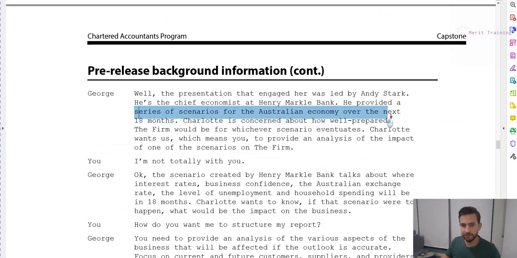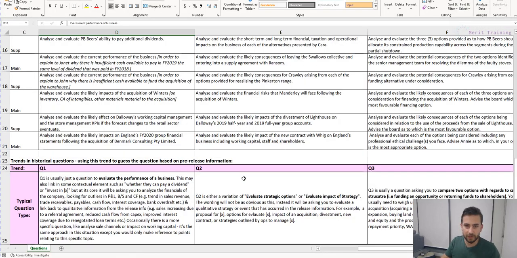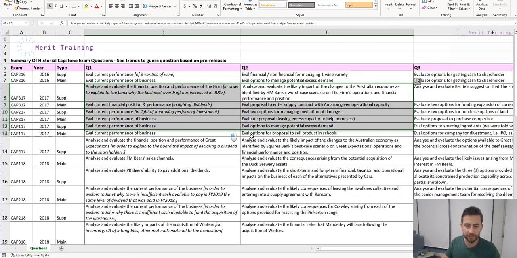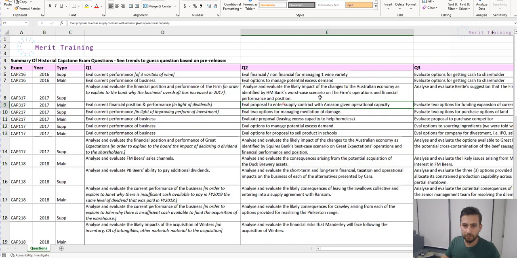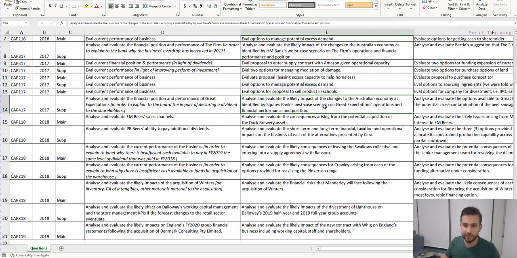He provided a series of scenarios for the Australian economy over the next 18 months. Charlotte is concerned about how well prepared the firm would be for whichever scenario eventuates. Charlotte wants us, which means you, to provide analysis of the impact of the scenarios on the firm. Okay, so that's already basically telling us what the second question is going to be. Because if we look back at some of our previous questions from other years, it's going to be about analyzing worst case, best case scenario, right?